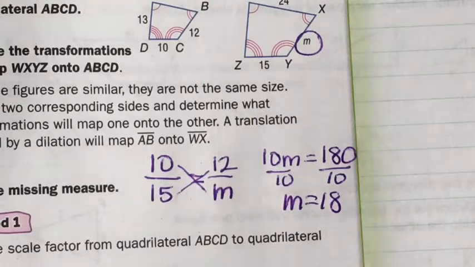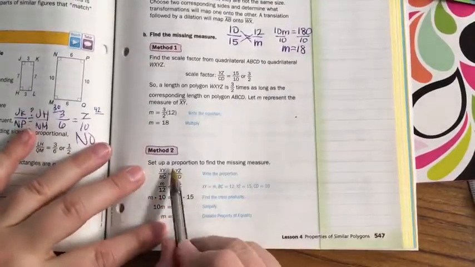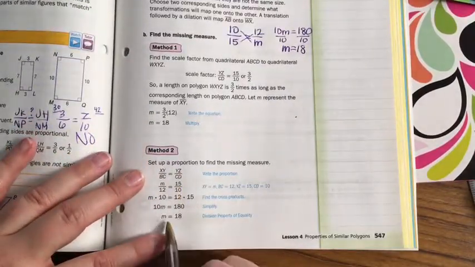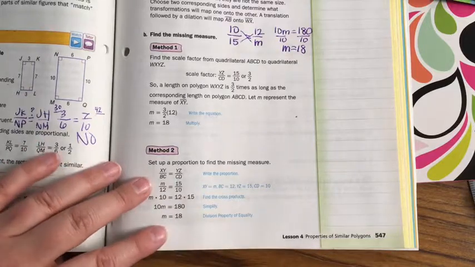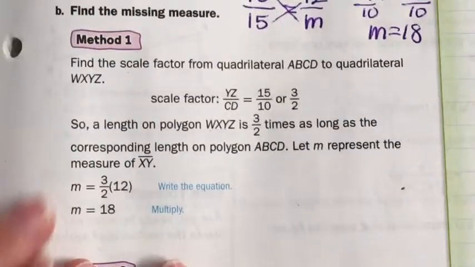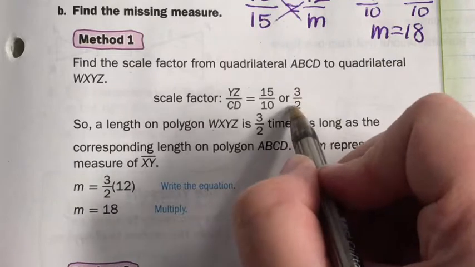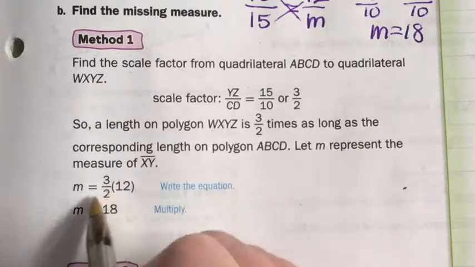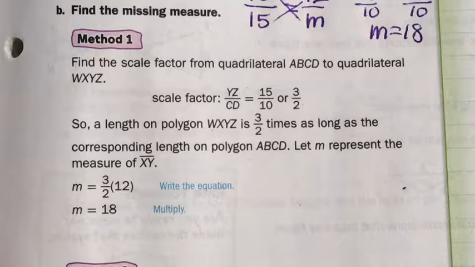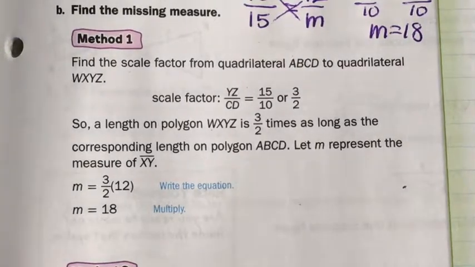So this is one way of doing it. That's one method, which is very similar to, if you look in your book here, method 2. They did 15 over 10 instead, and M over 12, but it's the same idea. The other way is right here. So they said, I can take 15 tenths and reduce it to 3 halves, and then I can do 3 halves times 12, and I get 18. So it's all the same thing that we're doing. Either way works. So let's try this, and then we're done with the lesson.